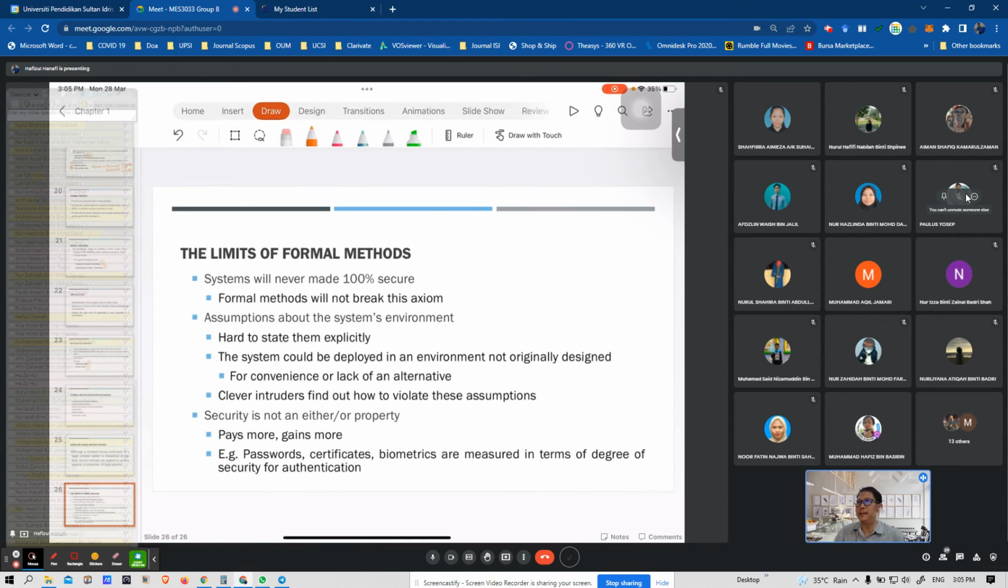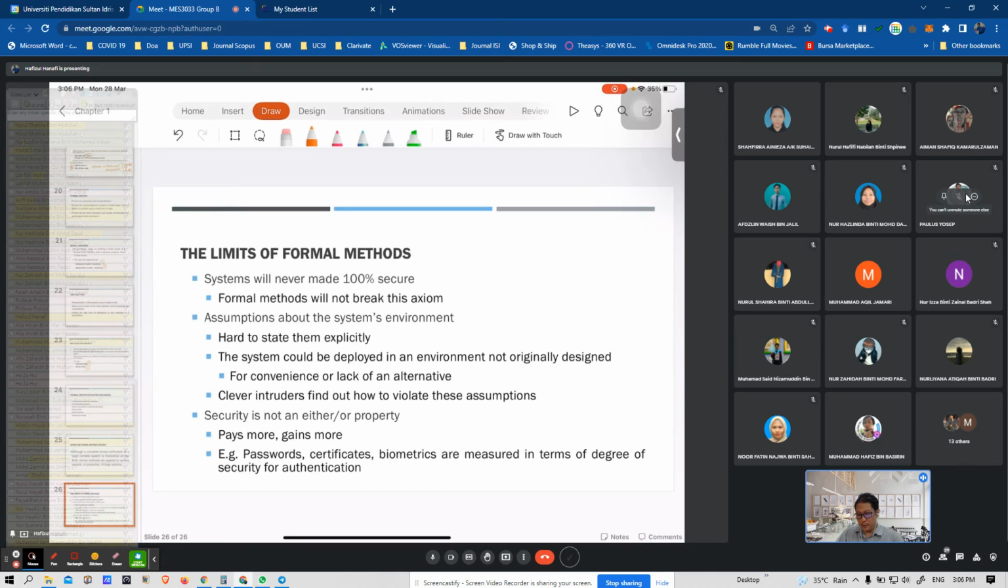Okay, and then this one is the limit of formal method. A system will never be made 100% secure. Okay, because of what? Because of the security of the system, and formal method will not break into this axiom.